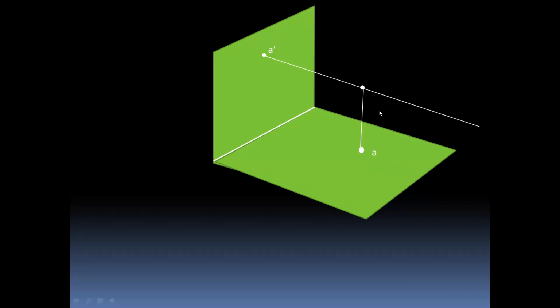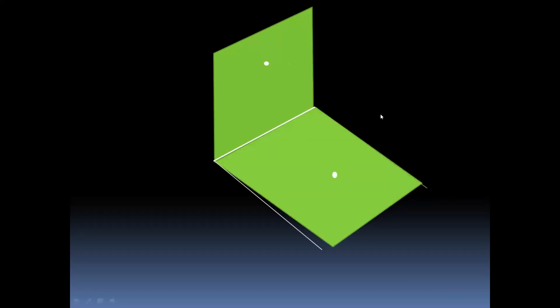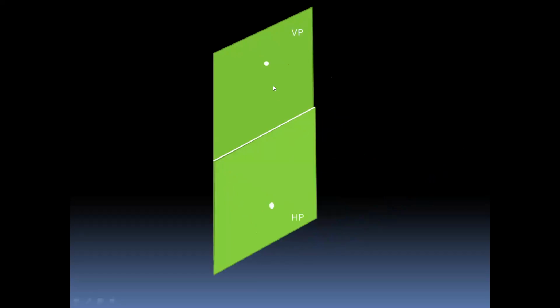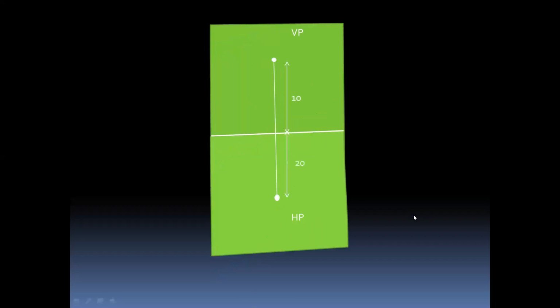Now the next part is we have to rotate the plane. So rotate the horizontal plane in the clockwise direction like this, so that it will get aligned with the vertical plane, and then rotate both the planes so that we can get the two-dimensional view. So the position mark here is 10 mm above the XY line, 20 mm below the XY line. A dash is the front view, A is the top view. So this is your complete front view of the given point.